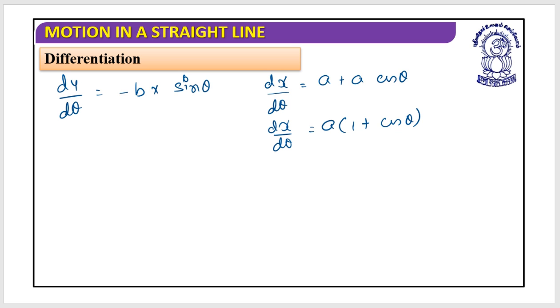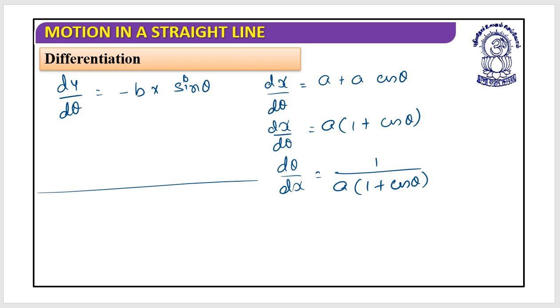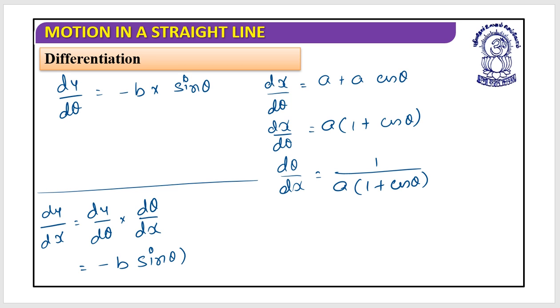This is dx by d theta. So if I write d theta by dx, it would be 1 divided by a into bracket 1 plus cos theta. Now what you need to do is find out dy by dx. So it would be dy by d theta multiplied by d theta by dx. So dy by d theta is minus b sine theta, multiplied by 1 divided by a into bracket 1 plus cos theta.